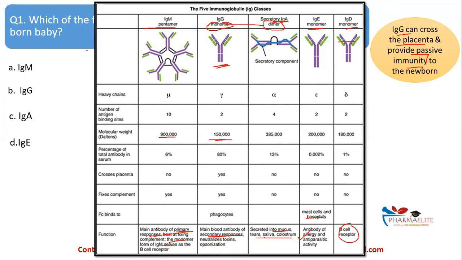हमें यहाँ क्या पूछा है? Newborn baby को immunity कौन provide करेगा? To the fetus or the newborn baby. So IgG is the one which crosses the placenta, so it will be the correct answer. Option B.